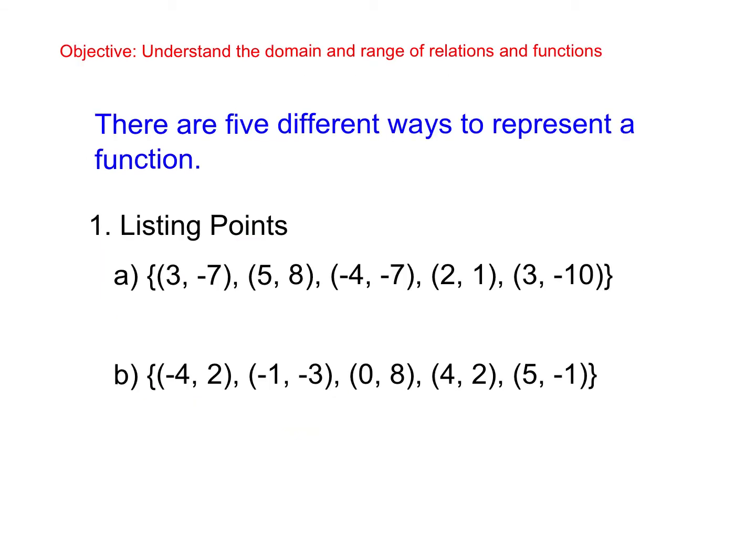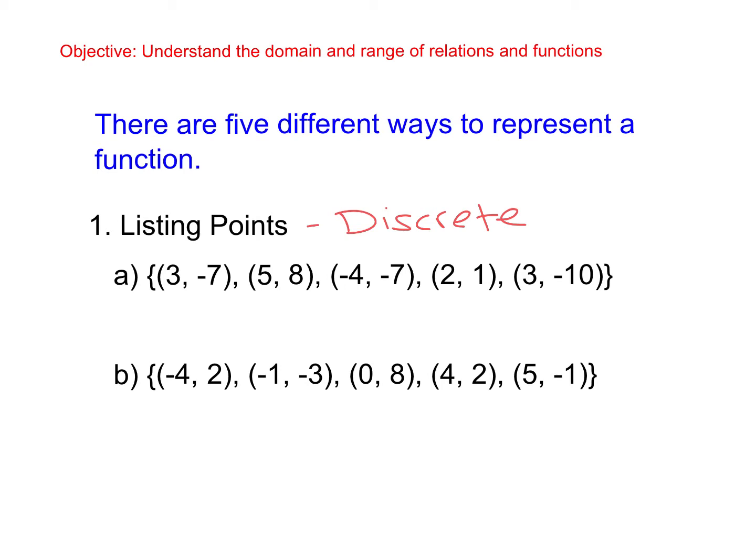Okay. There are five, actually this is a lie, I disagree. I think there are 6 ways to represent a function. We're going to focus on 5 of them. So the first is just listing points. So this is called discrete, where you just have a bunch of dots, okay?